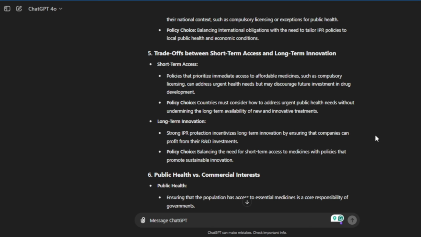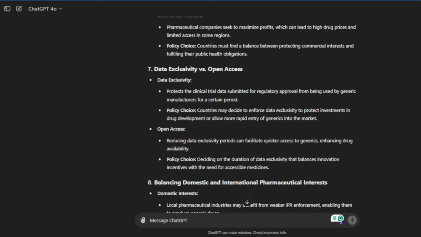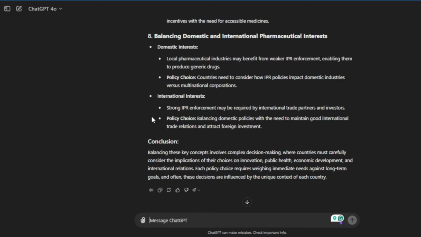So if you don't respect intellectual property rights, you're likely to not get drugs, etc., or new technologies brought to your country, but you might have that initial gain of a boost of technology. So you've got to balance off the long term and the short term, and then the public health and commercial interests, data exclusivity and open access, balancing domestic and international pharmaceutical interests.